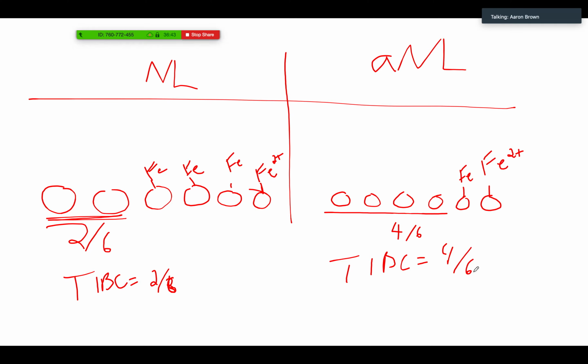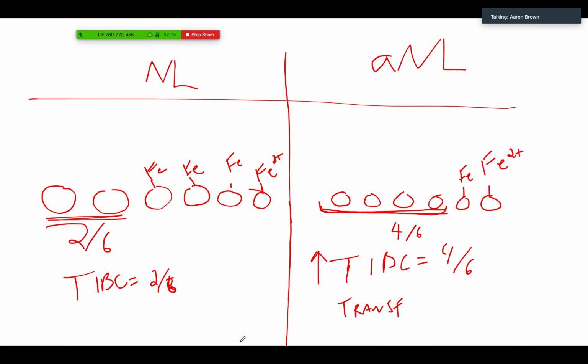So who has a higher TIBC? The abnormal, right? Your TIBC increases in iron deficiency because there is more ability for you to bind iron. There are more spots available for transferrin to bind to iron and move through the blood. Okay? So that's our TIBC. Our TIBC increases in iron deficiency.